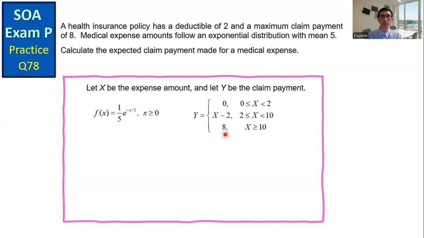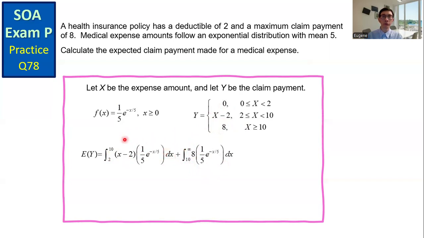We need to compute the expected claim payment. We have the expected value for Y equals, the first term corresponds to the expression X minus 2. So we have the integral from X equals 2 to X equals 10 of X minus 2 times the PDF of X dx. And then the second term, when the claim payment is constant at 8, corresponds to the expense amount from 10 to infinity. So we have the second term.